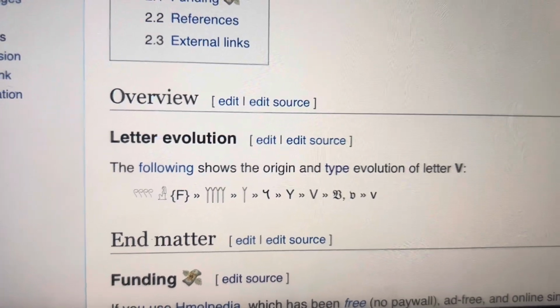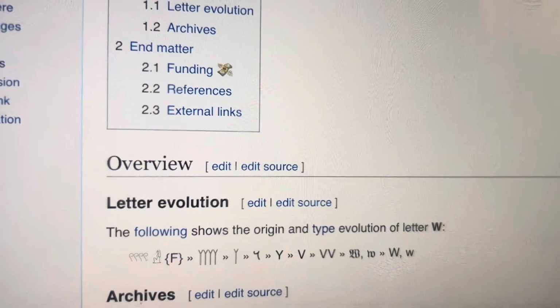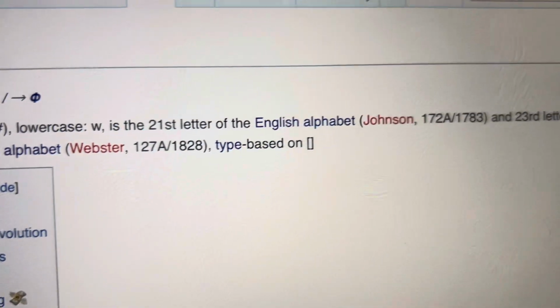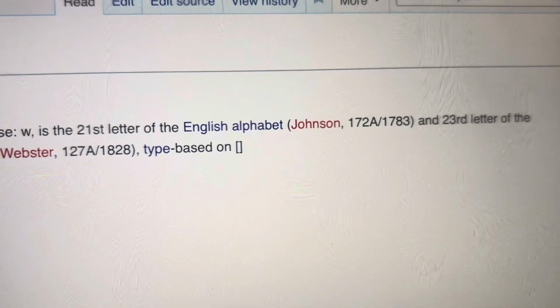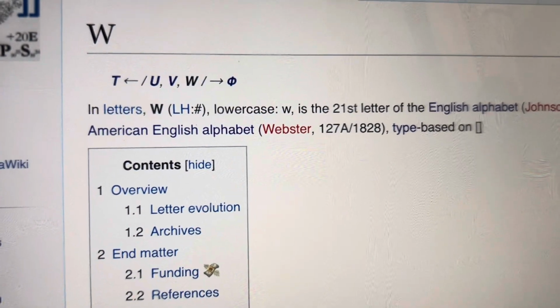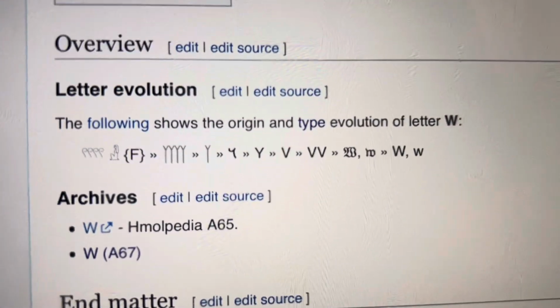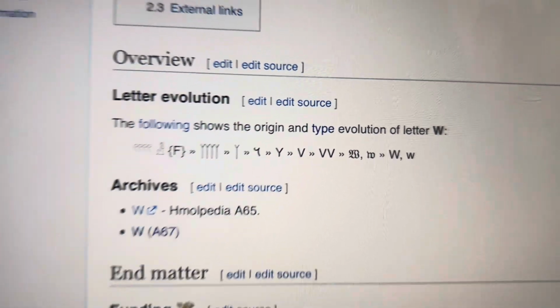Letter evolution. W became the 21st letter of the English alphabet, invented by Johnson, and the 23rd letter of the American English alphabet, invented by Webster. Letter evolution.